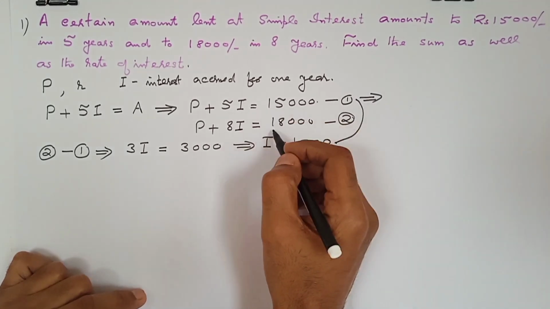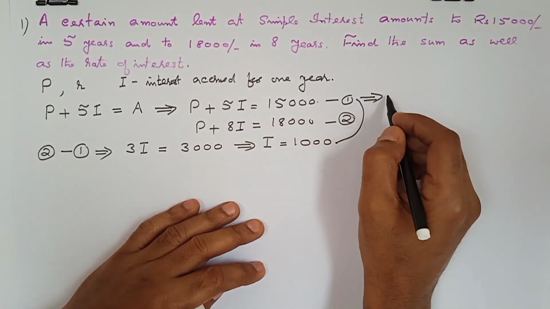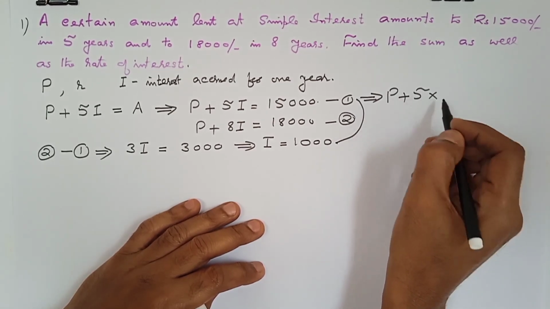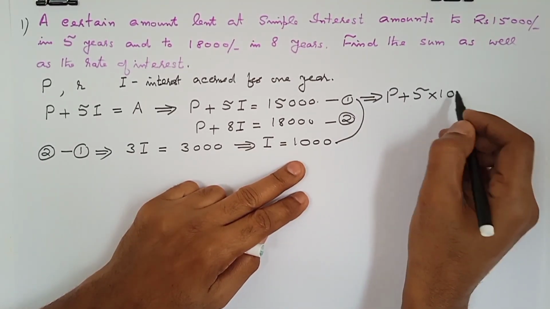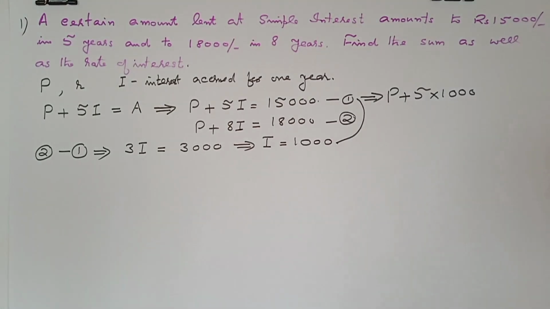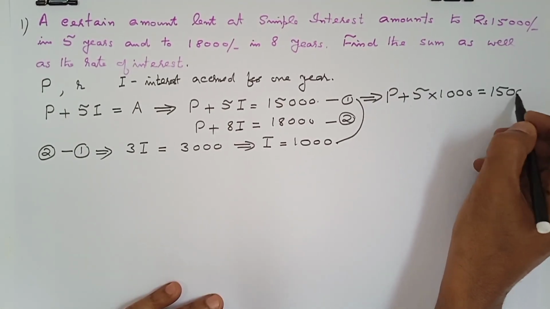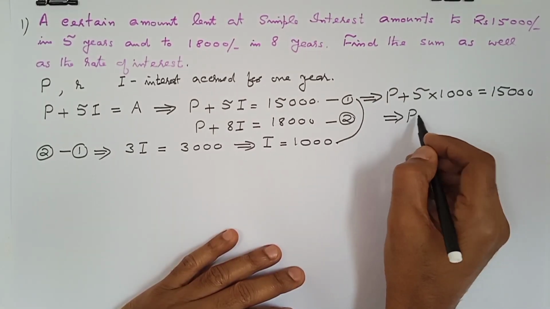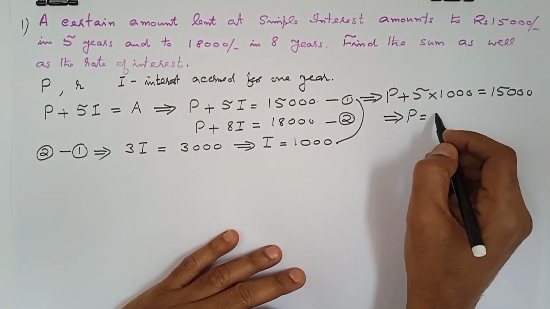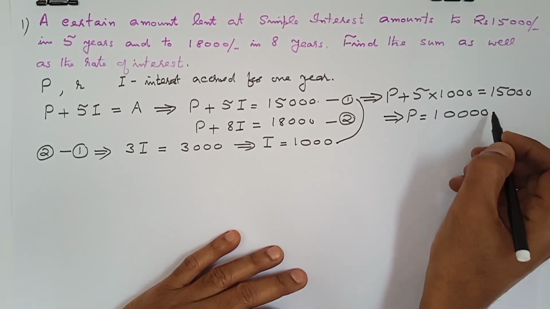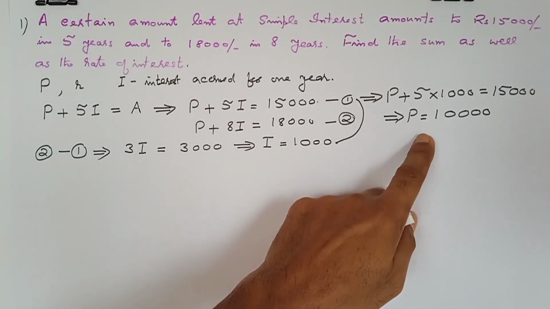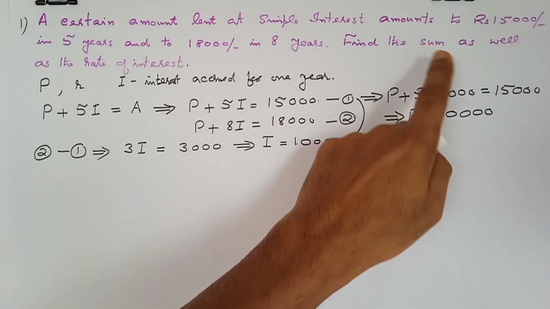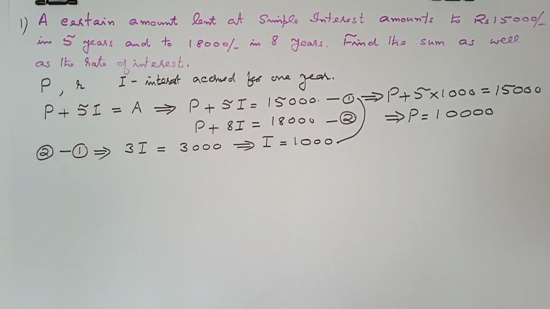Now substitute this in the first equation here. You can substitute here or here. I'm using the first one. That will be P plus 5 into I, which is 1,000, equal to 15,000. That implies P is equal to, this 5,000 taken to the other side, you will get 10,000. So P is actually the sum. So we got one of the things they need. Then they want us to find out rate of interest.